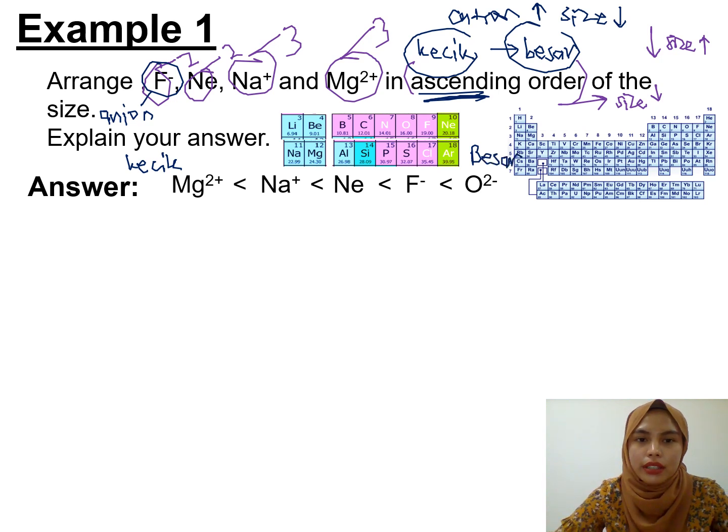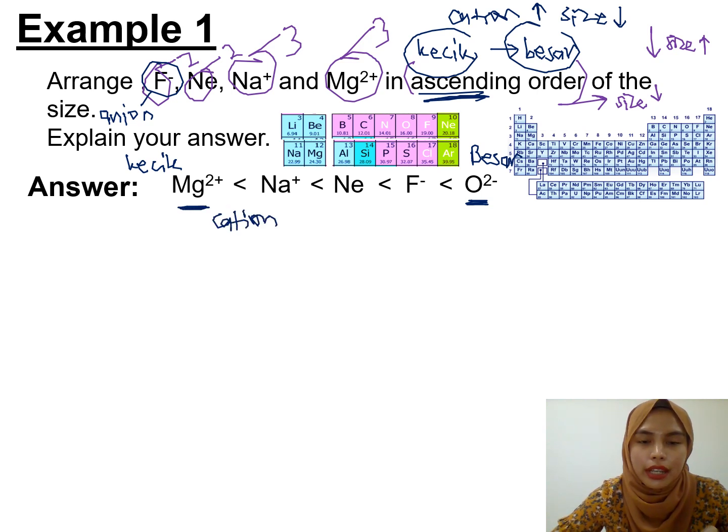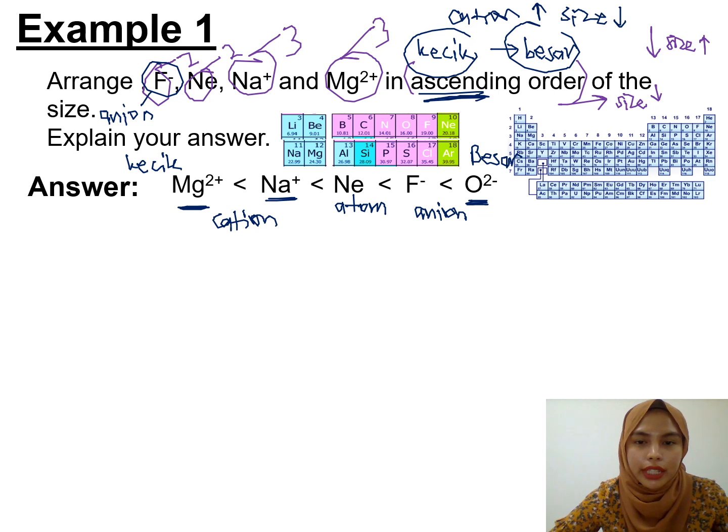Oh, I'm sorry, in the question tak sebut O2 minus, tapi you includekanlah O2 minus as if this ion ada dalam question. I'm sorry. So if you susun here, you will know that you have to start with Mg2 plus since it's a cation with greater charge, and then Na plus, and next ialah a neutral atom, and lepas tu barulah an ion with towards greater charge. So that's why O2 minus yang paling belakang sekali sebab dia ada greater negative charge, therefore size dia akan lagi besar.